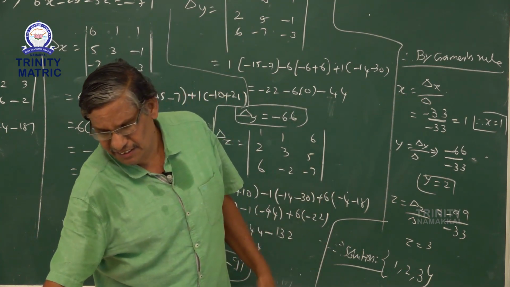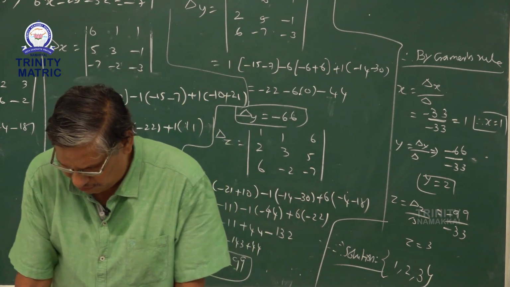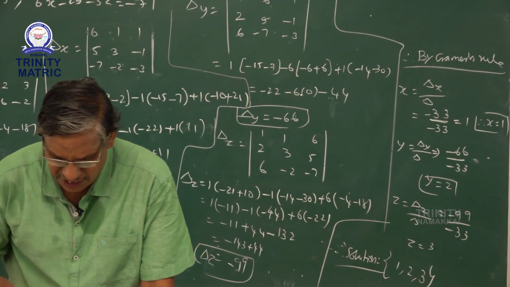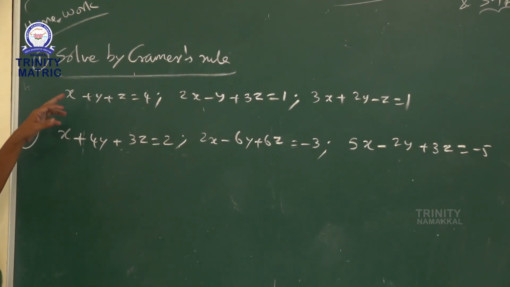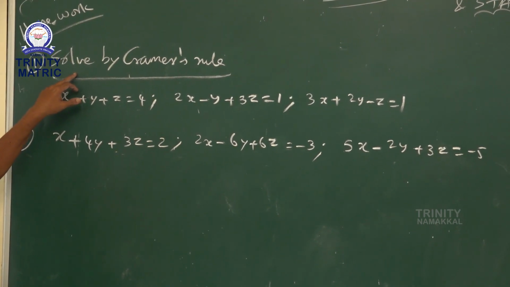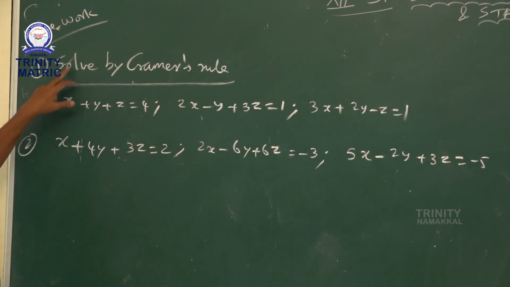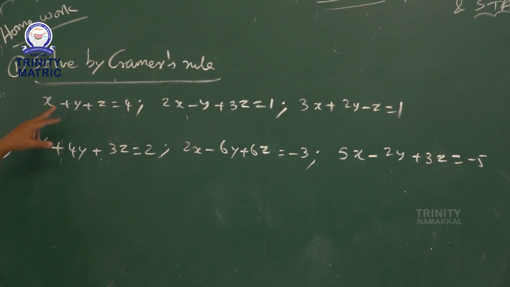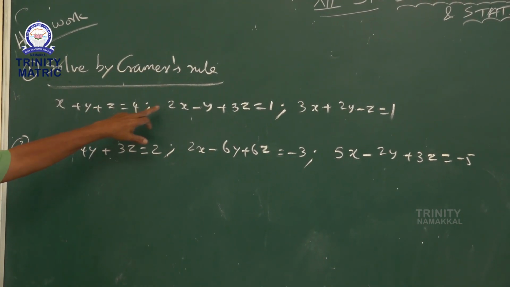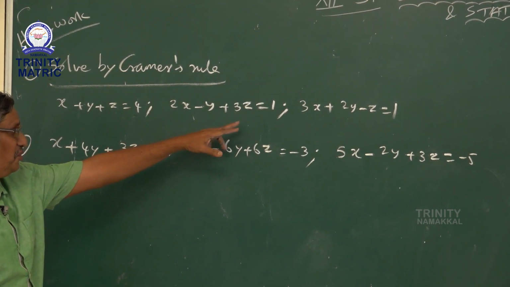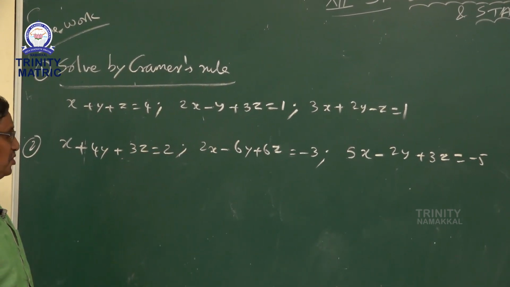Thank you, my dear. I will give two sums as homework in the same model. You have to do it. Okay, students, I am giving two sums, the same model, 3 unknowns, x, y, z, solved by the Cramer's rule. The two sums are here. First sum is x plus y plus z is equal to 4, 2x minus y plus 3z is equal to 1, 3x plus 2y minus z is equal to 1.